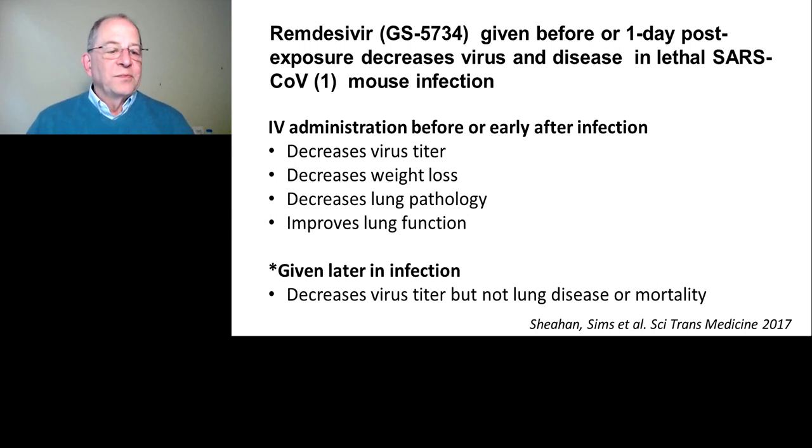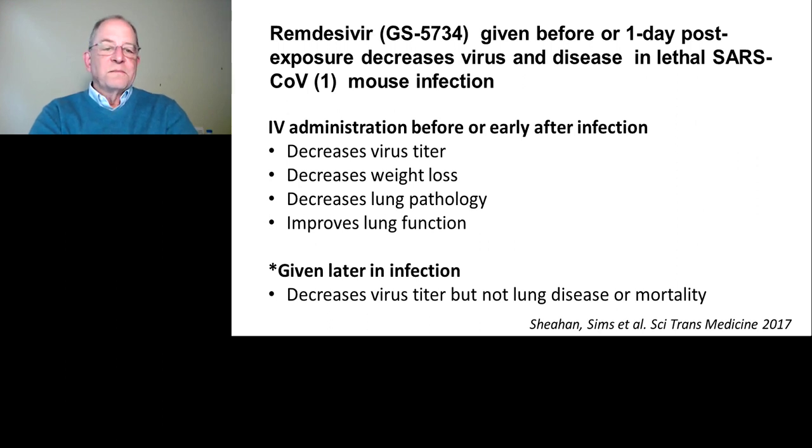So I'm not going to show you all the animal data because I don't have time, but I wanted to say that the studies were done again in the Baric lab and published in 2017. Apologize for skipping the slides there. Remdesivir decreases virus replication and virus disease in a lethal SARS mouse model. It's an IV drug. When it's administered before or very early during infection, it decreases virus titer, decreases weight loss, decreases lung pathology, and improves lung function, all of the above.